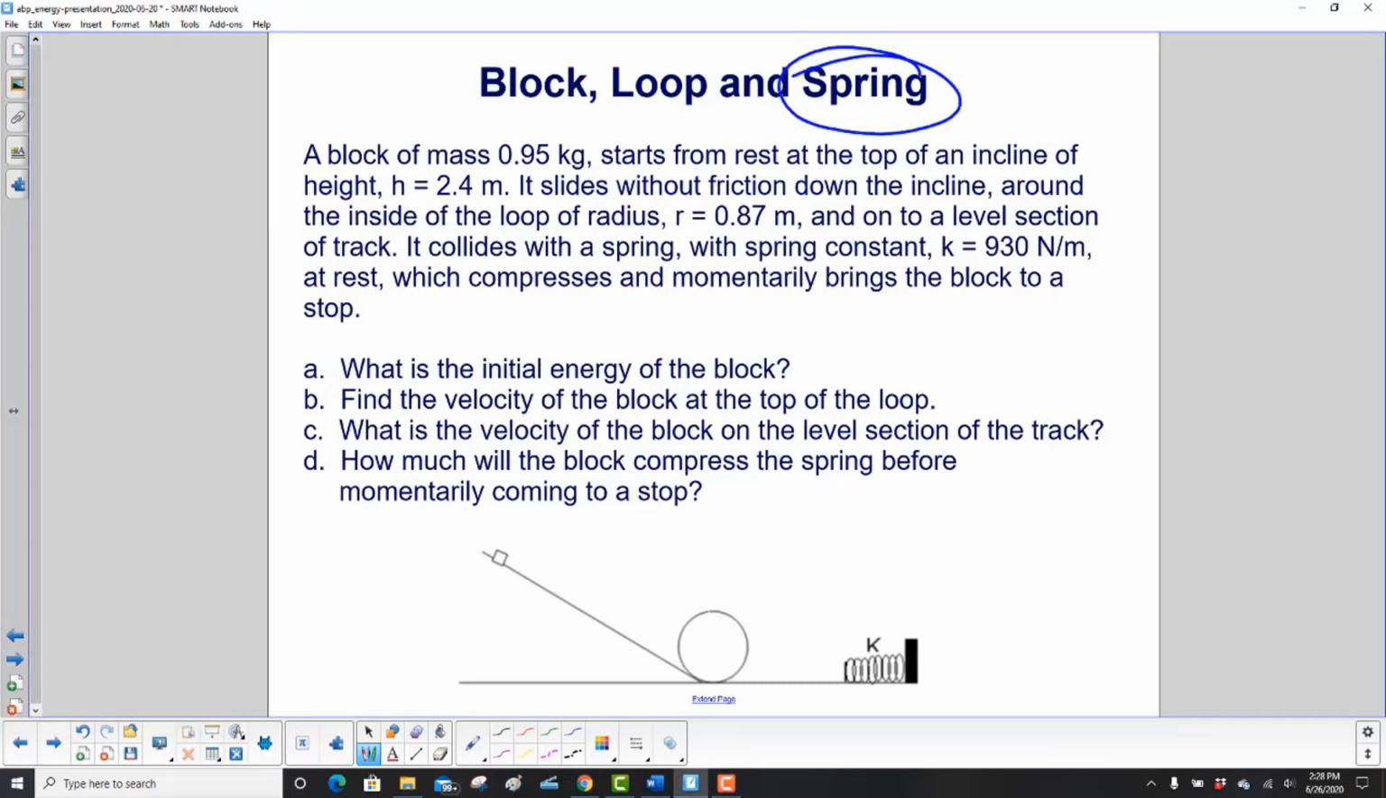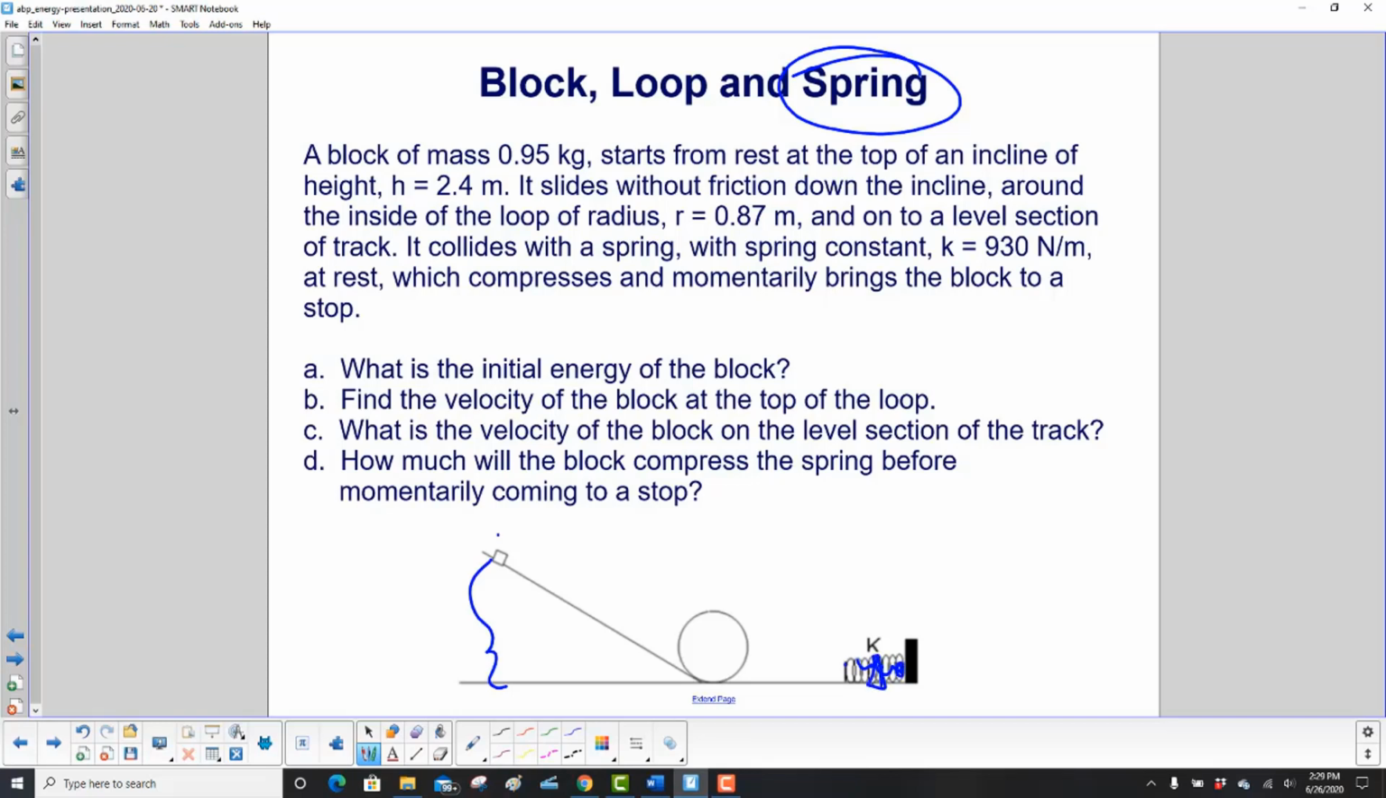So we have a mass, 0.95 kilograms, starts from rest at the top of an incline, height of 2.4 meters, slides without friction down the incline onto a level section of track. It then collides with the spring constant of 930 newtons per meter. What happens is it pushes against the spring, collapses it as it's pushing, and then stops.